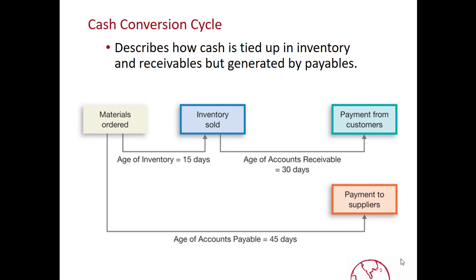One strategy to manage this is to delay paying suppliers by taking out trade credit. In this case, by taking out trade credit for 45 days, the company can offset the cash that is tied up in inventory and accounts receivable, and there is no gap.